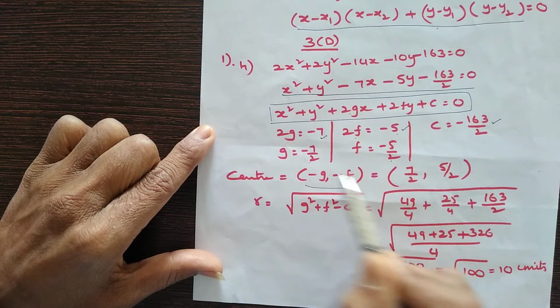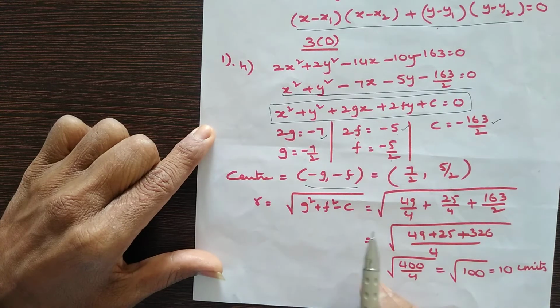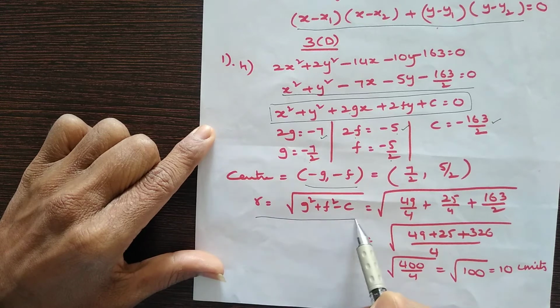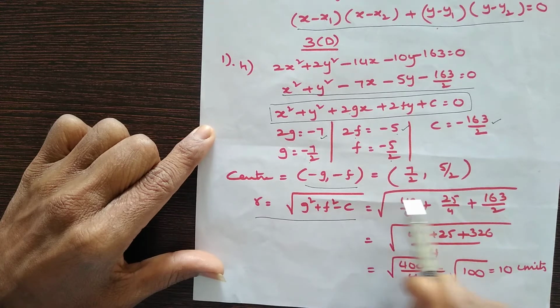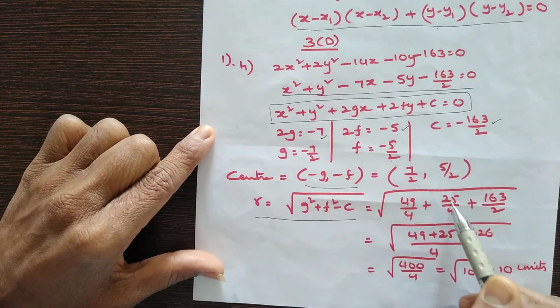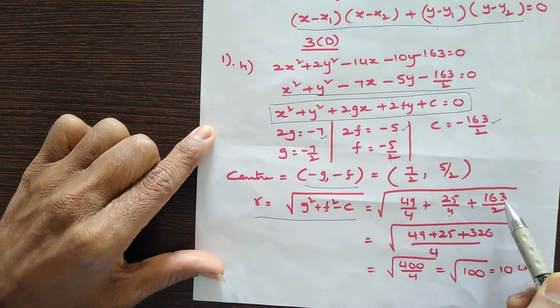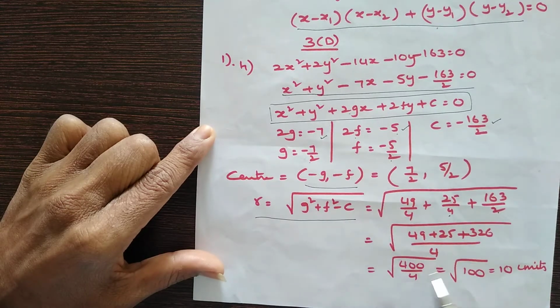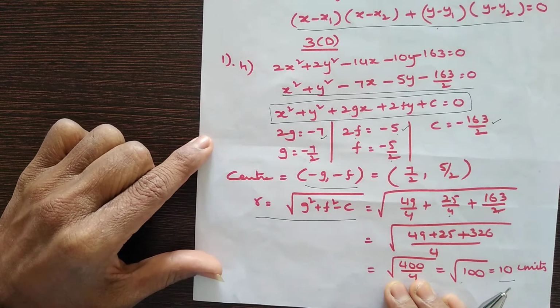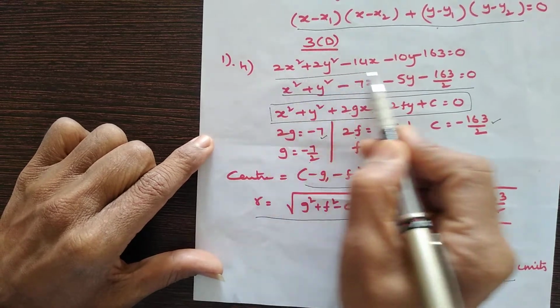Okay, now substitute the values 7 by 2 and 5 by 2. And the radius formula, what is it over here? Square root of g square plus f square minus c. So therefore square root of 7 by 2 whole square, 5 by 2 whole square, and minus 163 by 2 for c. Now if you simplify that, you will get the answer, square root of 100 is 10. So this is how we have to simplify the problem if they have given the equation like this.